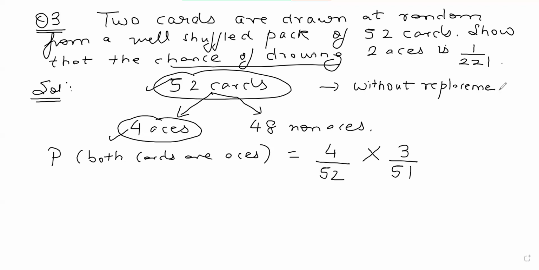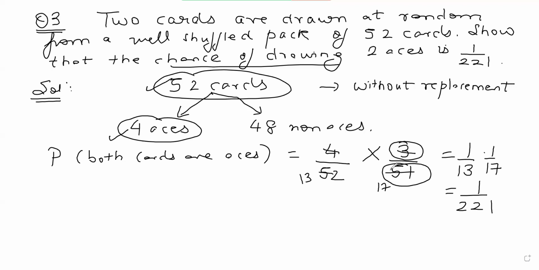What's the probability of the second card being an ace? One ace is already picked up. How many aces left? 3 aces left. How many cards left? 51 cards left, because one card is already chosen at the first place. If you solve this, 4 times 13 is 52, 3 times 17 is 51. 1 over 13 times 1 over 17 comes out as 1 over 221. This is the answer for this question.